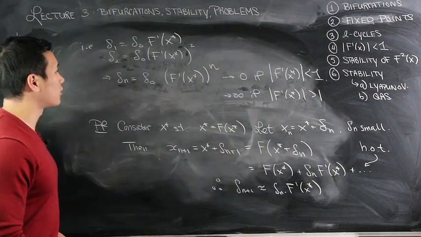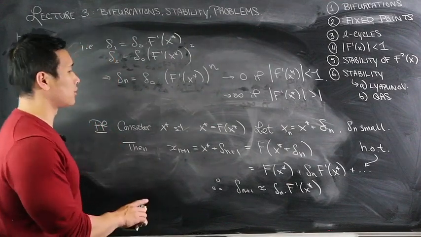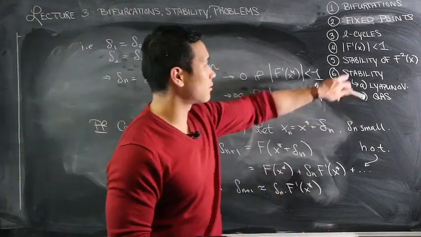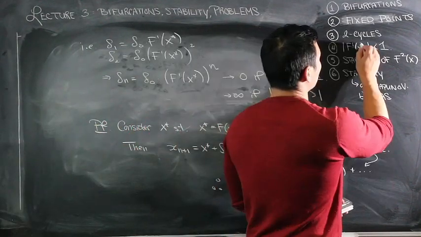Okay, good. So we've established a criterion for stability. You just have to check the absolute value of the derivative of the function at the fixed point. This should really be x star.